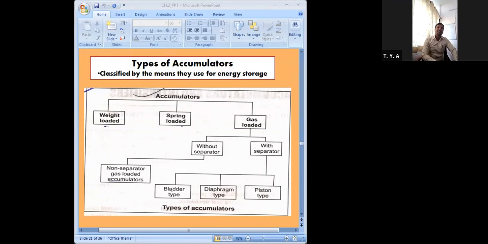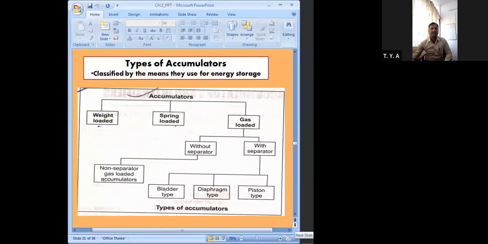And here we have seen the classification or the types of accumulator. This classification has been made depending on the use for energy storage, or by the means in which the load is applied. Depending on that, we'll go for the first, that is the weight loaded accumulator. For this weight loaded accumulator we have another name also, that is called dead weight loaded accumulator.